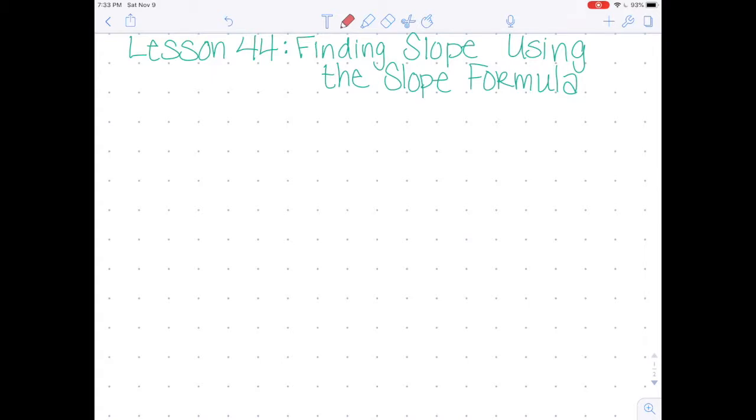A few days ago we did a lesson where we learned to count the boxes, rise over run, to find the slope. Today we're going to learn the actual formula to find the slope. All we need is two sets of points, or ordered pairs. So let's write down this formula.